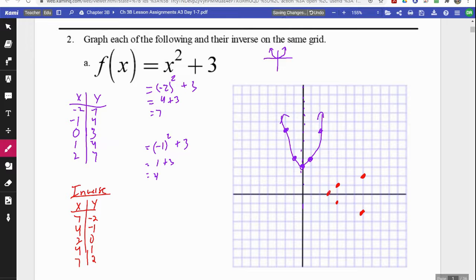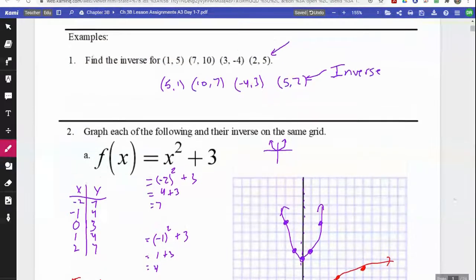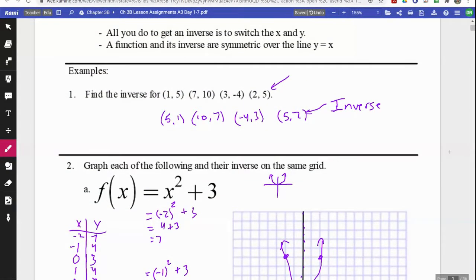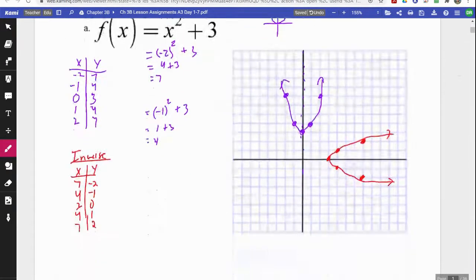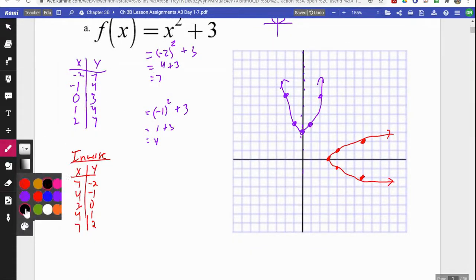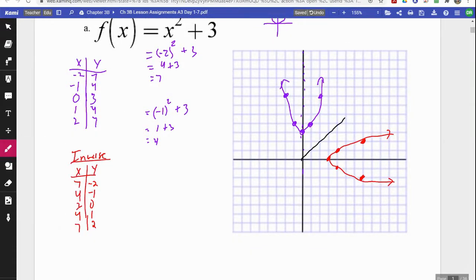So the inverse looks like this, and you can see it kind of just went sideways. That brings us up to an inverse: a function and its inverse are symmetric over the line y equals x. Line y equals x just goes up. Its slope is 1, so up 1, over 1, up 1, right 1, or down 1, left 1.